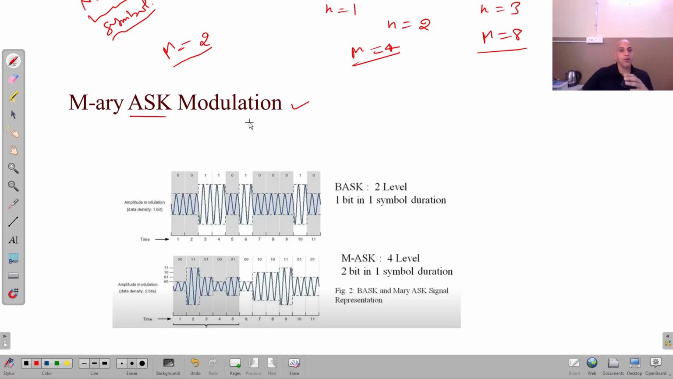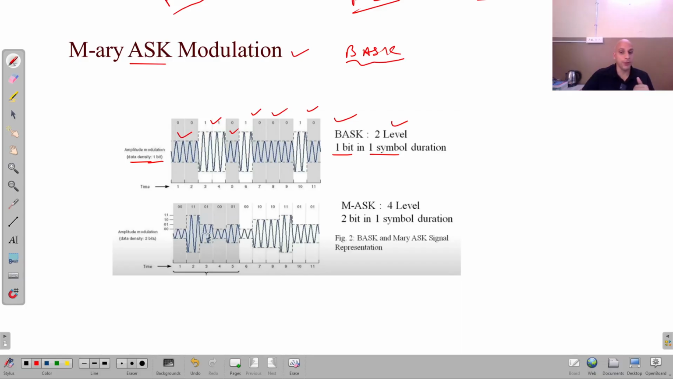You can see here. Now, as I told you, in binary amplitude shift keying, BASK, I was using only 2 levels of the amplitude, either 0 or 1. 0 corresponds to one amplitude, 1 corresponds to a different amplitude. You can see in this figure, BASK 2 level, 1 bit for 1 symbol: 0 and 1, then 0, then 1, then 0, then 1. So the data density is 1 bit per sample.